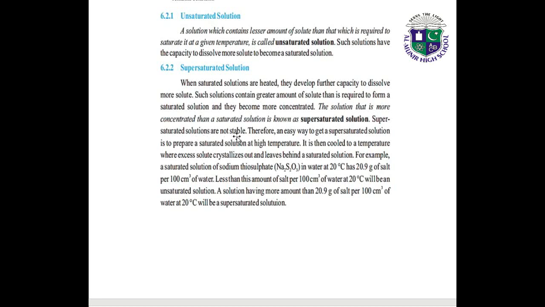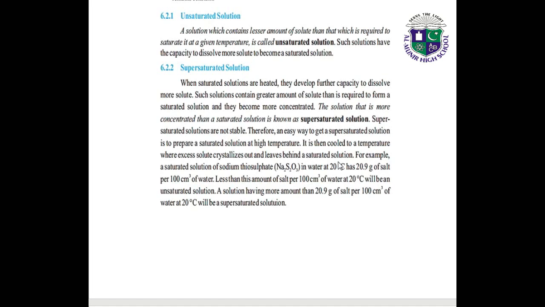Supersaturated solutions are not stable. Therefore, an easy way to get a supersaturated solution is to prepare a saturated solution at high temperature. It is then cooled to a temperature where excess solute crystallizes out and leaves behind a saturated solution.